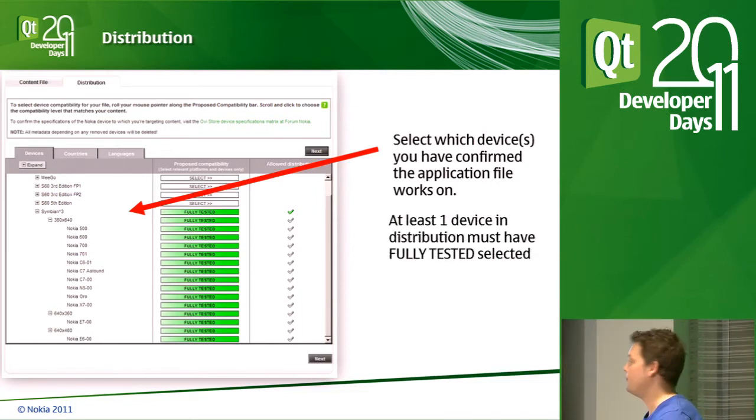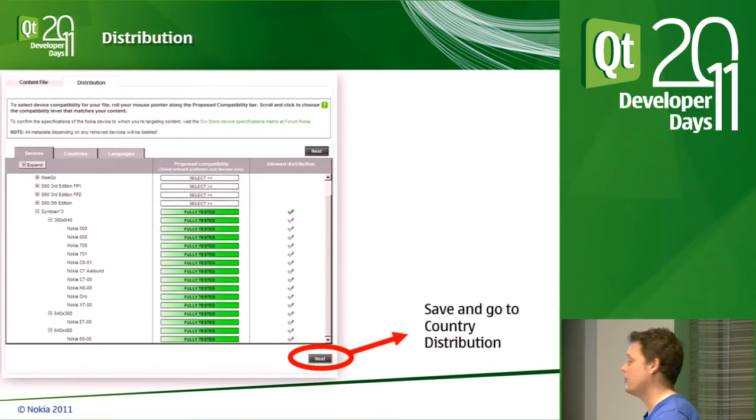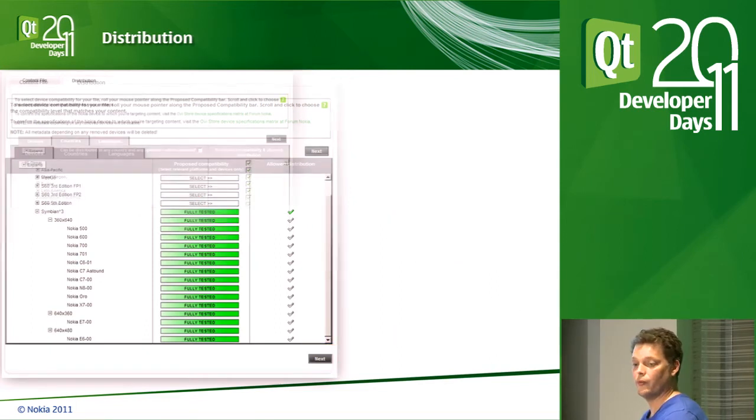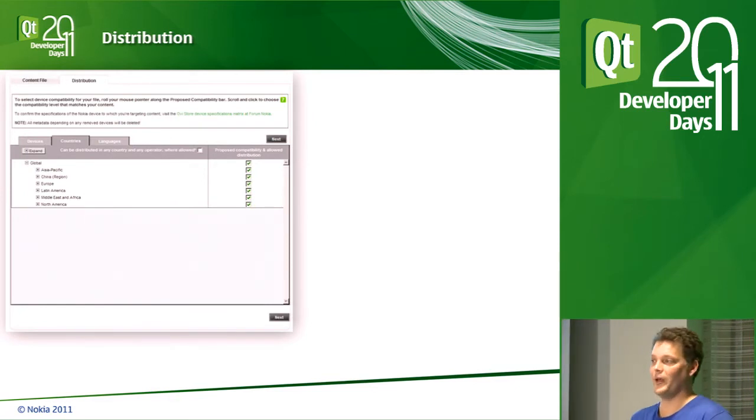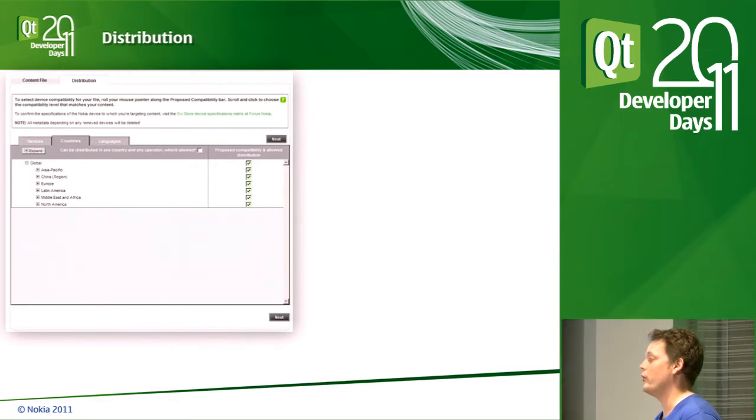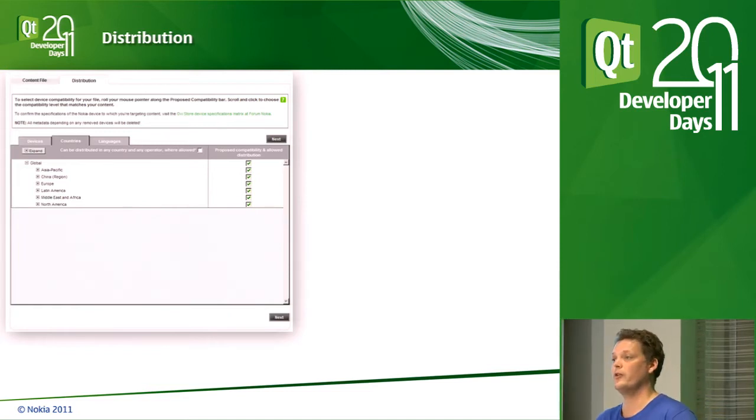Once you've selected your devices, hit next and get taken to the country distribution screen. Here, obviously pick all the countries that you feel you have the legal rights to distribute your application in.